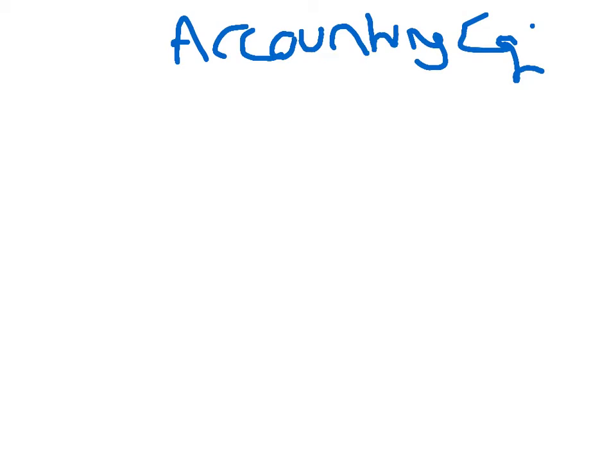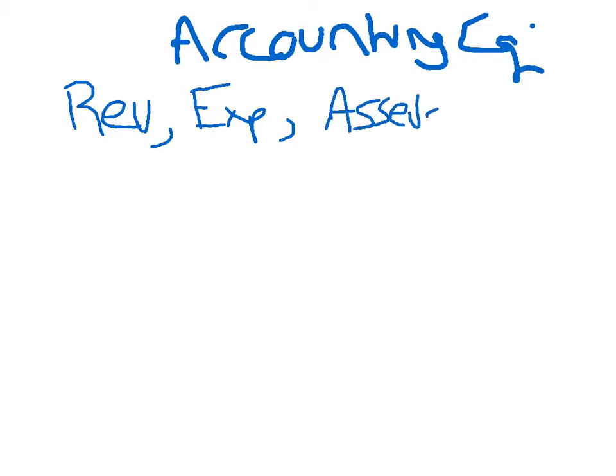Okay, so the basic accounting equation. First of all, there are 5 elements to financial statements. So the basic elements: you have revenues, expenses, assets, liabilities, and equity. So 1, 2, 3, 4, 5. I counted them right.